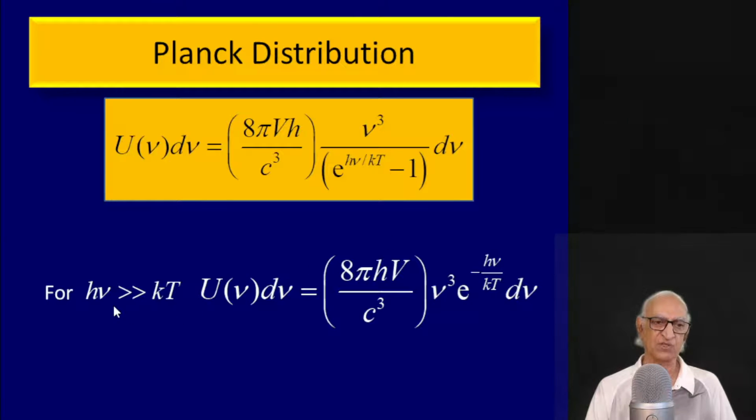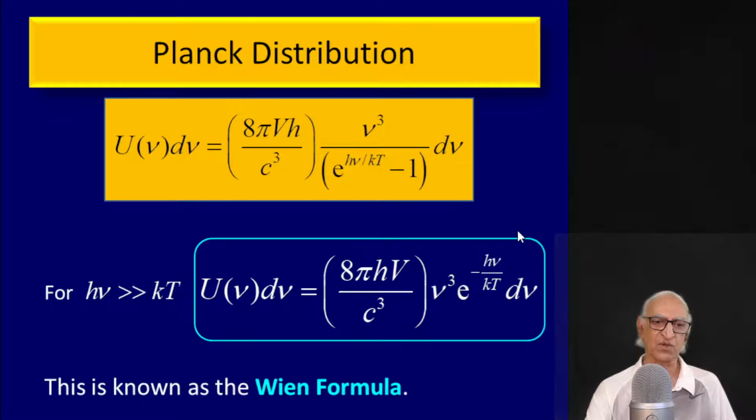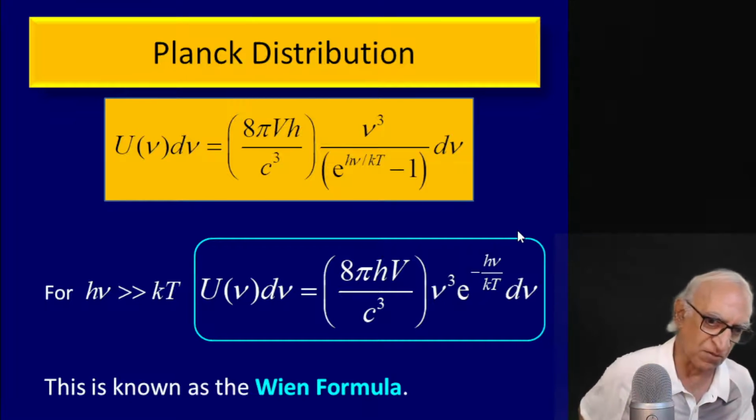Why? Because when h nu over kT is very large compared to 1, this first term in the denominator is large compared to 1 and the 1 can be dropped, and this exponential can be taken to the numerator and it becomes e to the power minus h nu over kT. Now this expression is known as Wien's formula or Wien's displacement law.